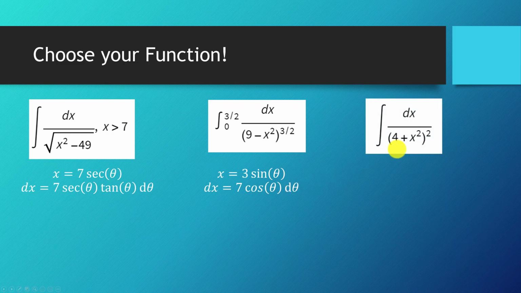And then dx over 4 plus x squared. Again, this is going to be tangent because we see that plus. And the 2 comes from the square root of 4. And we'll get dx equals 2 secant squared theta d theta.